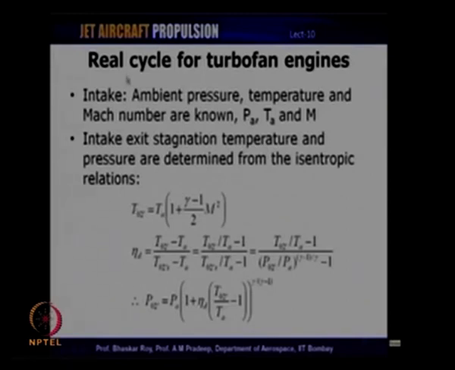So, we have the intake as the first component, the ambient pressure, temperature, and Mach number are known. So, based on this we can calculate the exit conditions exactly the same way that we did for the turbojet. So, the fan inlet stagnation temperature T02 prime is equal to T_A multiplied by 1 plus (gamma minus 1) by 2 M squared. So, once the stagnation temperature is known, we can calculate the pressure based on the diffuser efficiency, which is equal to (T02 prime minus T_A) divided by (T02 prime S minus T_A), and in the denominator we have the pressure ratios.